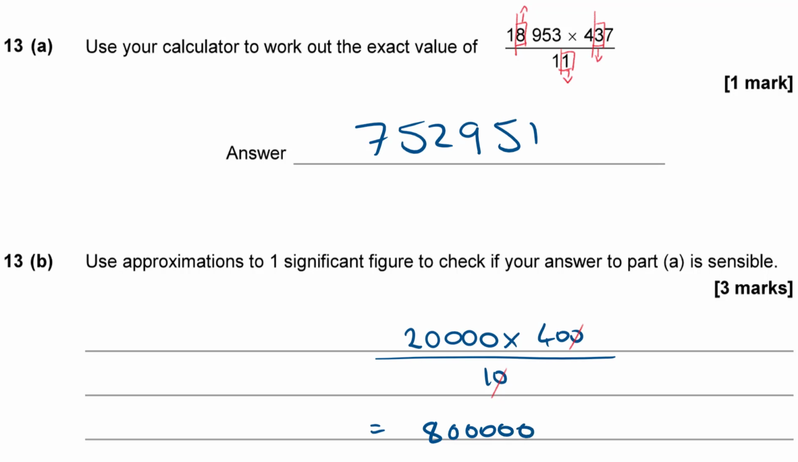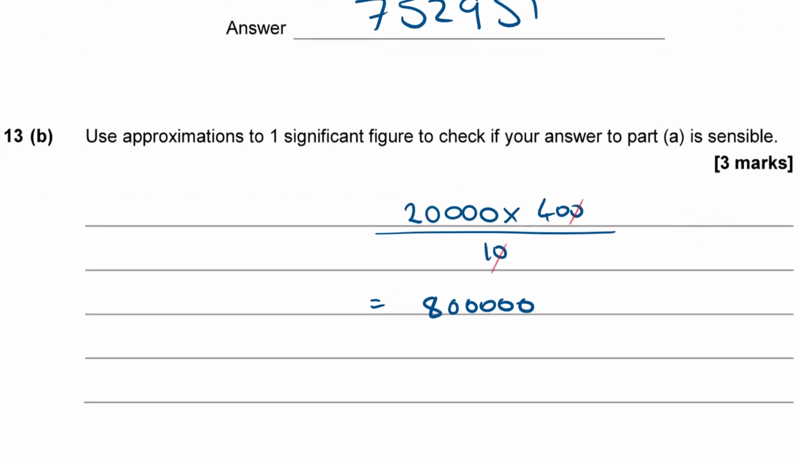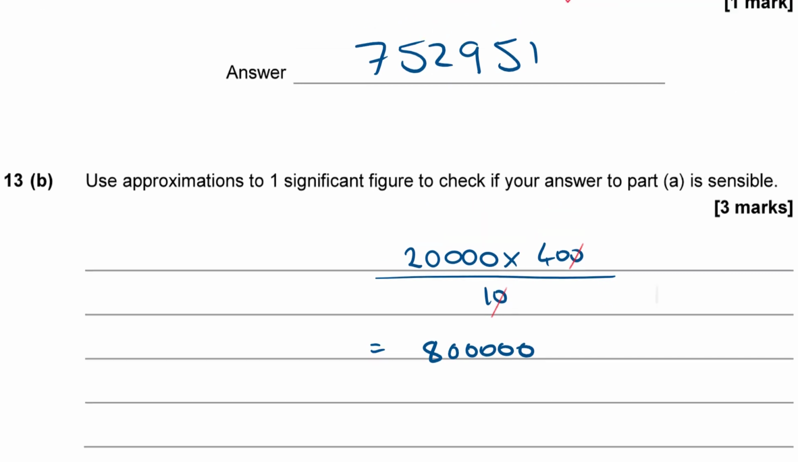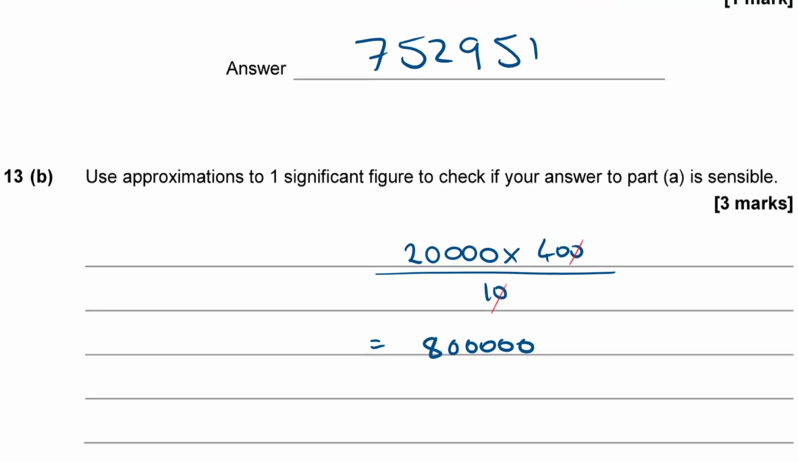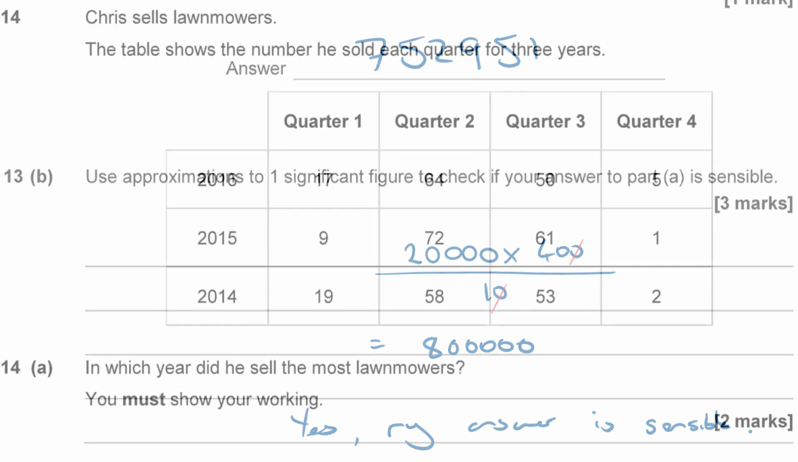So my approximation comes out to 800,000, and my original answer was 752,951, which is 800,000 to one significant figure. So I'm going to say yes, my answer is sensible. I don't know if you have to write that down. It's not really clear, but there we go. I've done it now. Question 14.